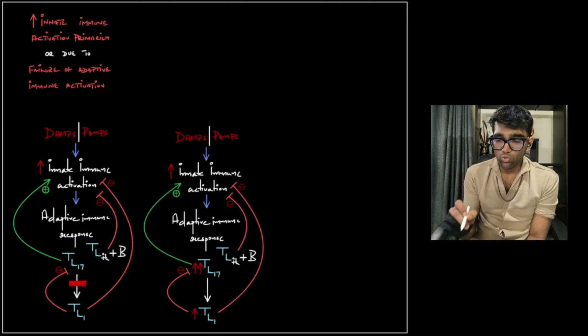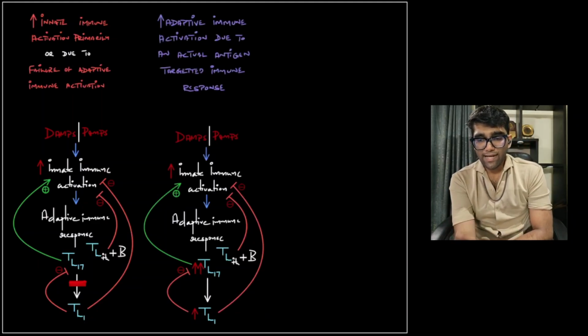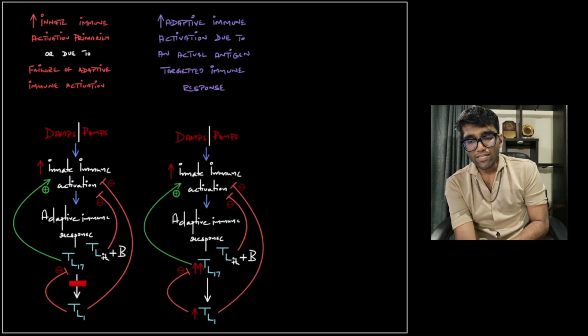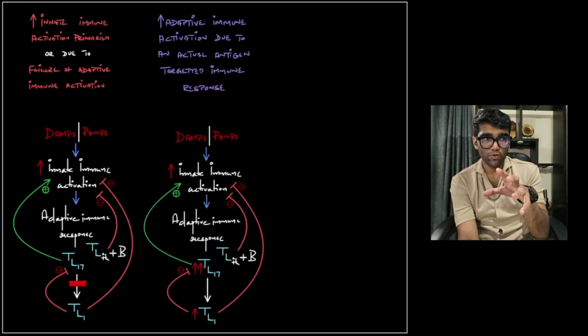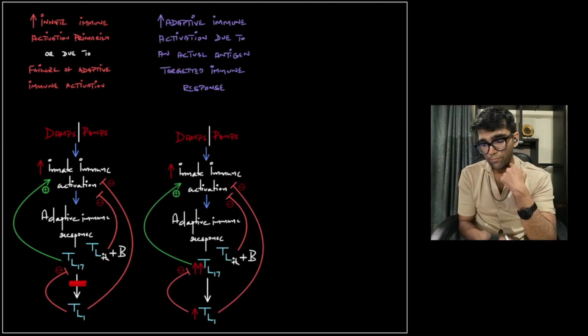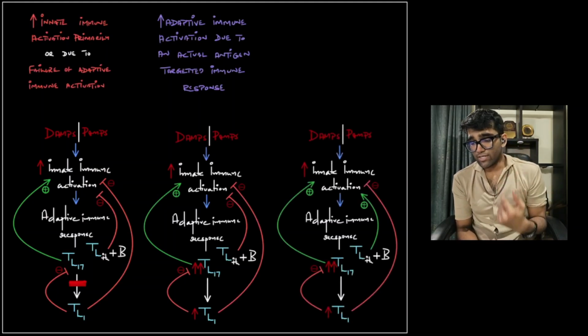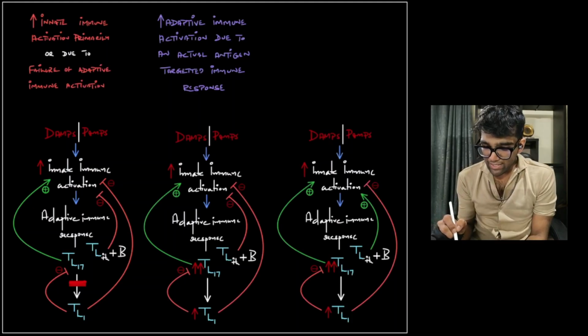So these are the true autoimmune disorders. Here what is happening is there is increased adaptive immune activation due to an actual antigen targeted immune response. This is against a specific antigen, and the person has an increased predisposition to developing florid responses against that particular antigen.